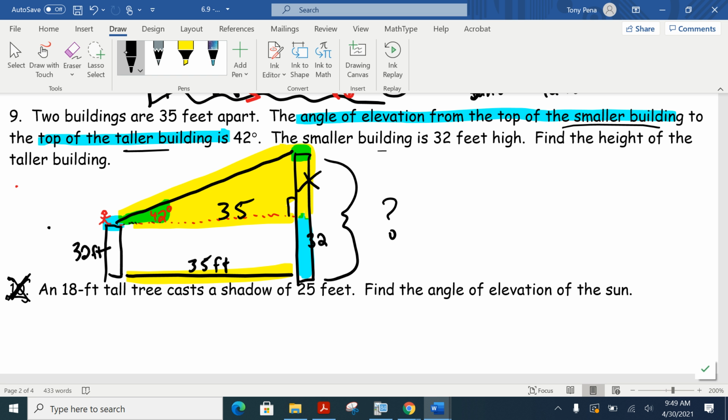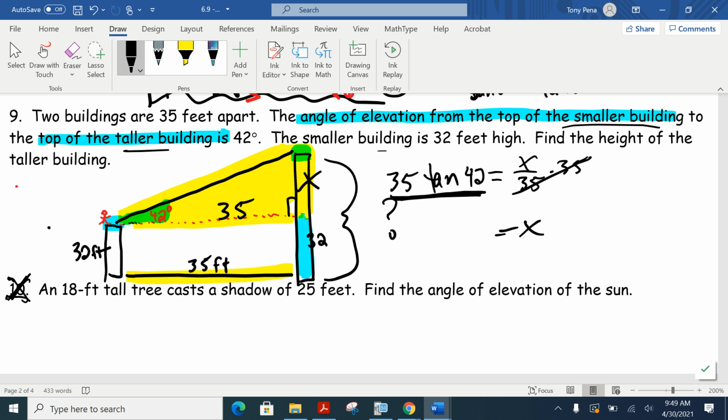This is the opposite side and the adjacent side. So that's a tangent. So the tangent of that 42 degree angle is the opposite, x, over the adjacent, 35. Of all the equations, that's probably the easiest one. It's probably the one we're most familiar with. It's the easiest to plug into your calculator. You'll multiply that 35 over, and then whatever 35 times the tangent of 42 is should be your answer.